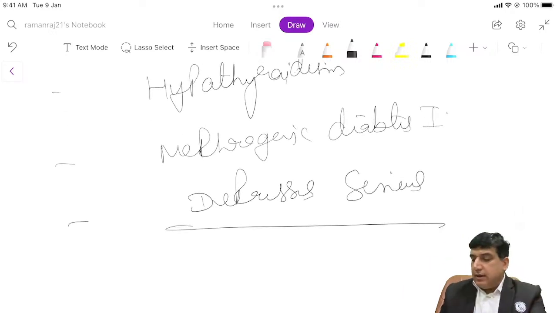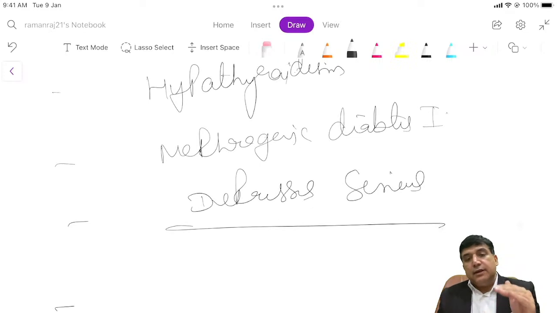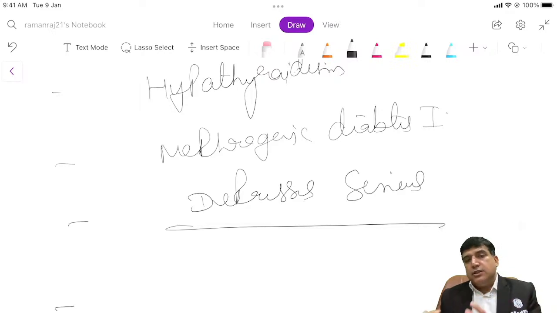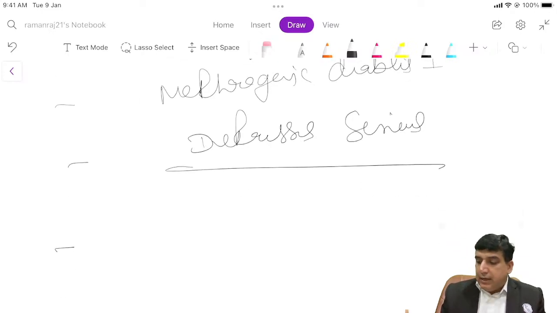Important one: when they ask, after starting lithium, when do you have to check the serum lithium level? Because lithium is one of the drugs which has a narrow therapeutic index. So for any medication which has a narrow therapeutic index, a minor increase in the dose can cause toxicity. So if you do not check the level, it can cause toxicity. So for any such medication, you have to check the level. In lithium, when we check the level is decided by the steady state level.